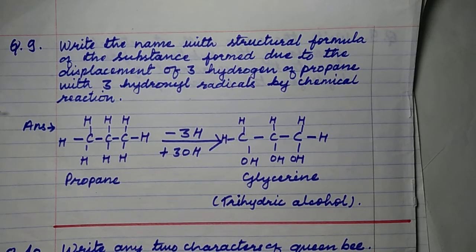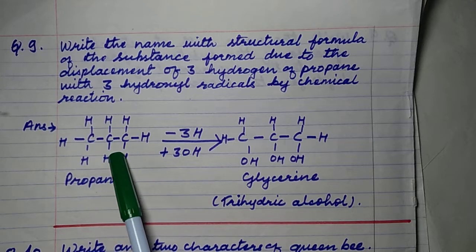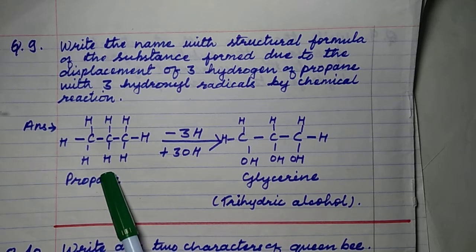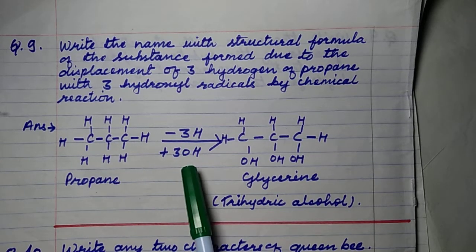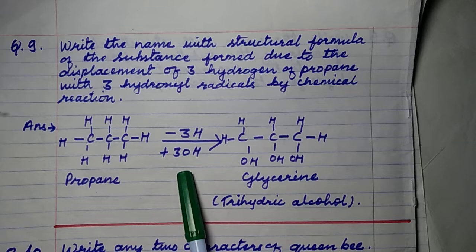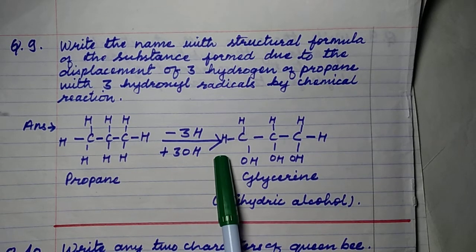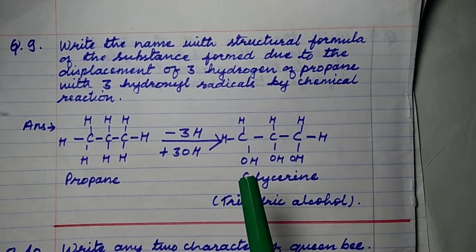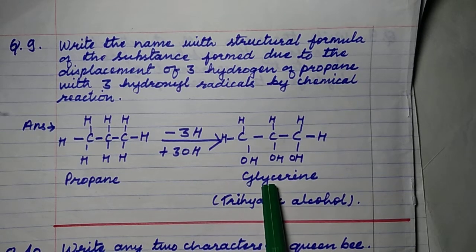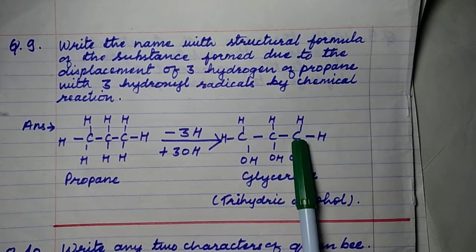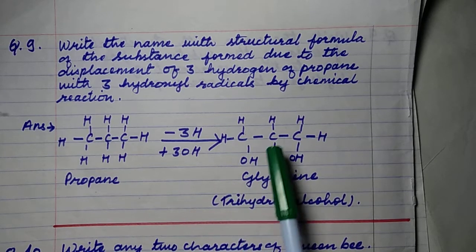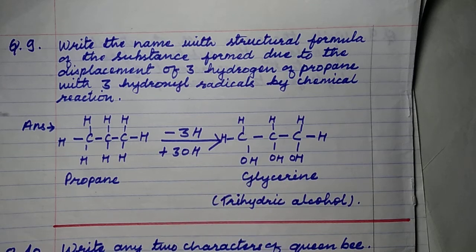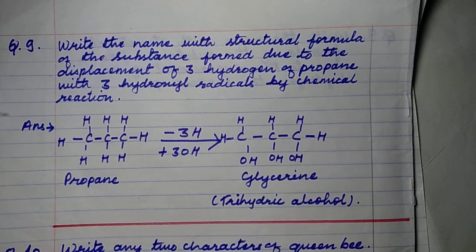So your answer should be written in this manner. This is propane. 1, 2, 3 carbon atoms means propane. In propane 3 hydrogens are removed, and in place of 3 hydrogens 3 hydroxyl radicals are replaced. So the final product is glycerin or trihydric alcohol. 1, 2, 3 carbon atoms, and in carbon atoms OH functional groups are connected. So this way trihydric alcohol is formed, which is also called glycerin or glycerol.